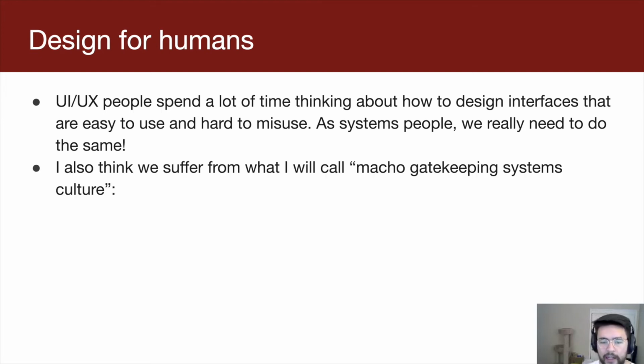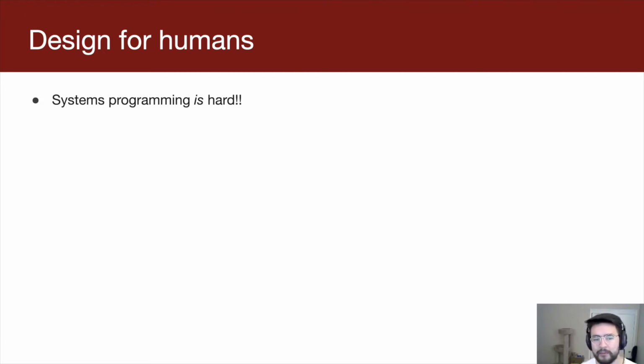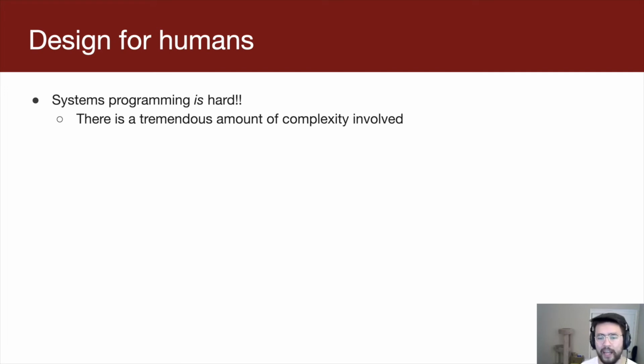I think that we kind of suffer from what I'll call macho gatekeeping systems culture, which is: hey, systems programming is hard, so you better be top notch and super smart. And if you mess up, that's your fault. You weren't smart enough, you weren't careful enough, and you should have done better. And yes, systems programming is hard. There's a lot of complexity involved, and you have to be very detail oriented and get the details right.